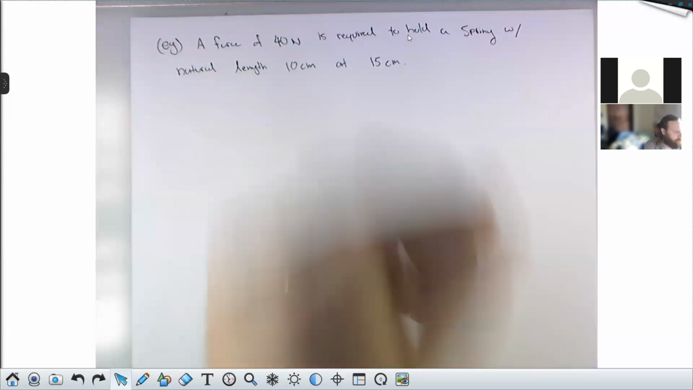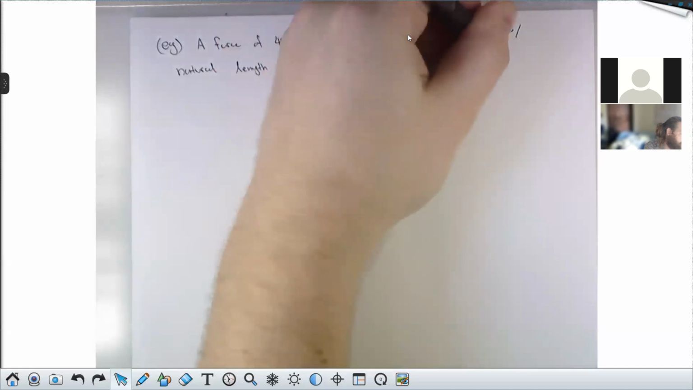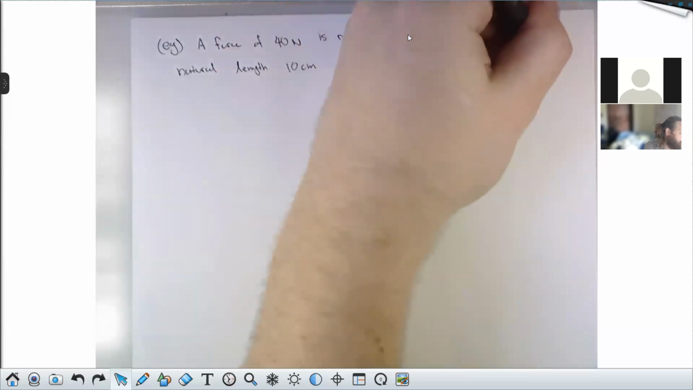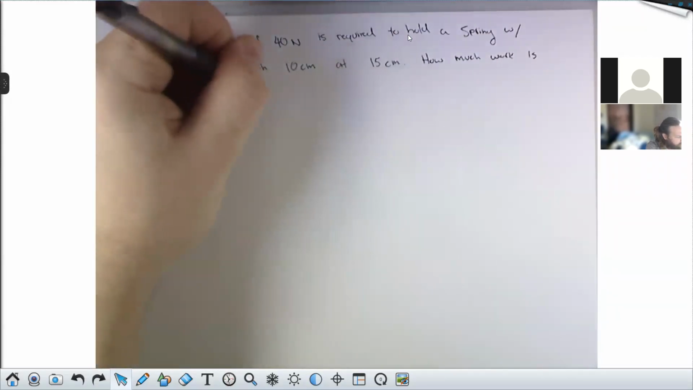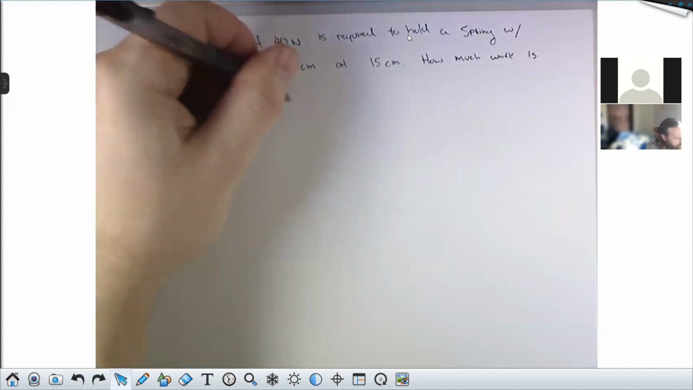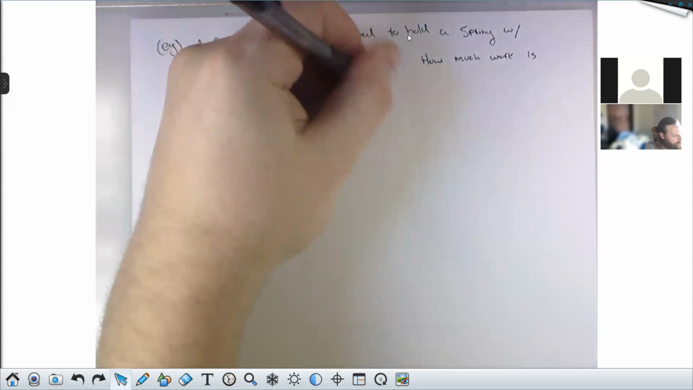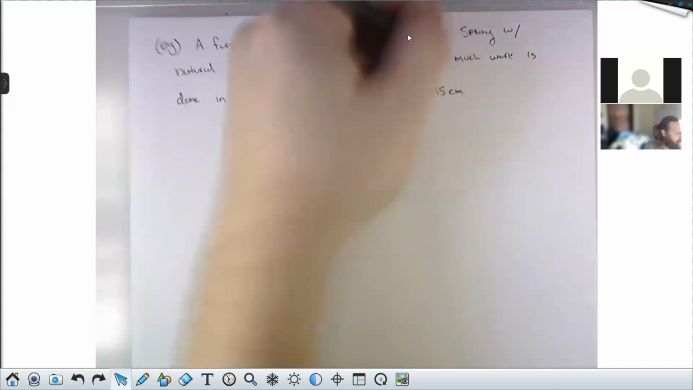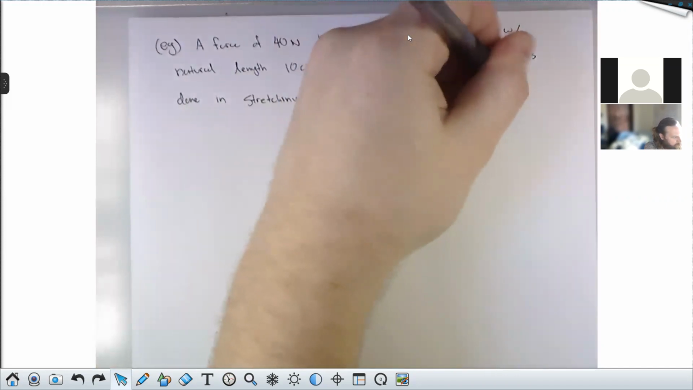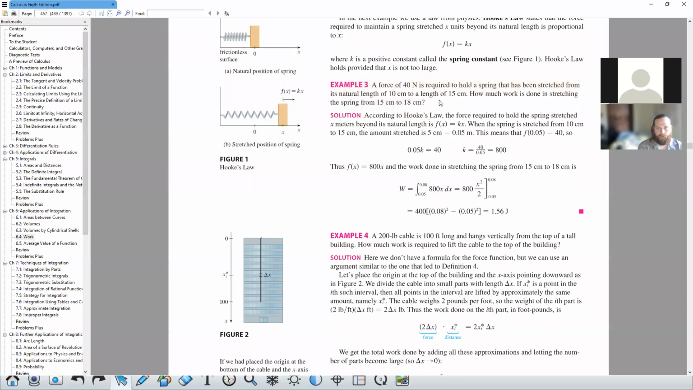They ask how much work is done in stretching the spring from 15 centimeters to 18 centimeters. Was that the figure we gave, 15 to 18? Yeah. Okay.